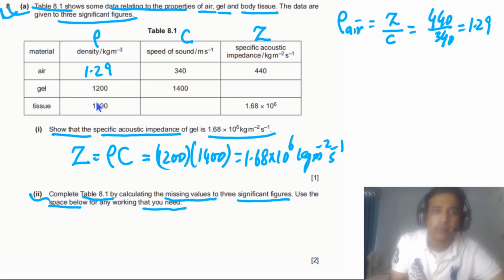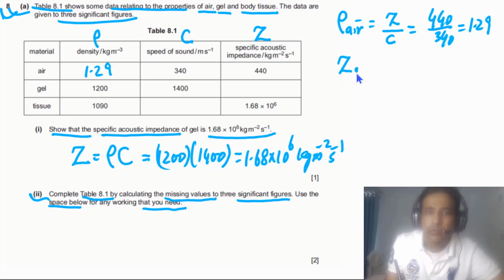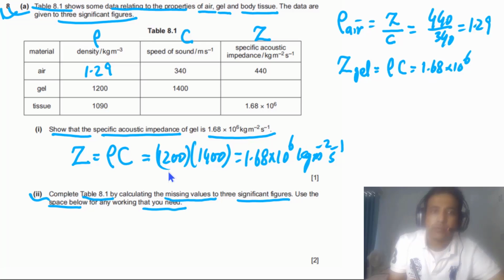For the second part, for gel, we need to calculate acoustic impedance. Z is equal to rho times c. Actually, we have already calculated this, so we can write here 1.68 times 10 to 6. Same, we have already calculated, so we can say this is 1.68 times 10 to 6.